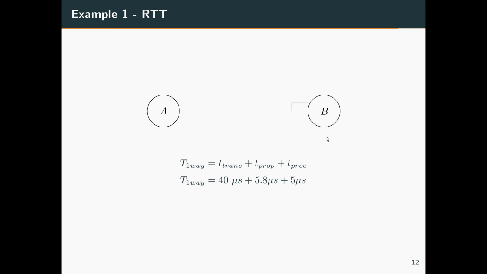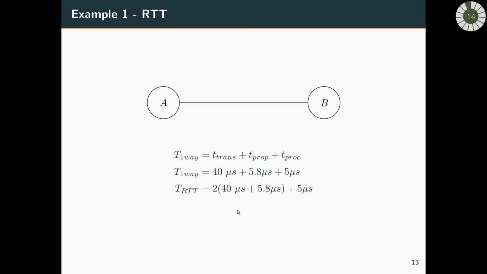Now, to calculate the round-trip time, it's a little bit tricky in this situation. Remember that B only processes with 5 microseconds when it consumes packets. So the round-trip time will be the time to transmit in this direction, plus the time to propagate in this direction, plus the time to process that information, plus the time to transmit it in this direction, plus the propagation delay in this direction, giving us this as our round-trip time.